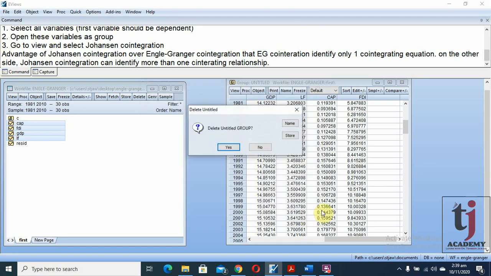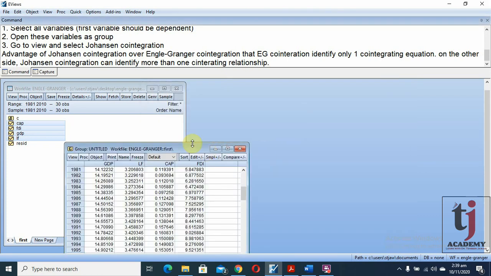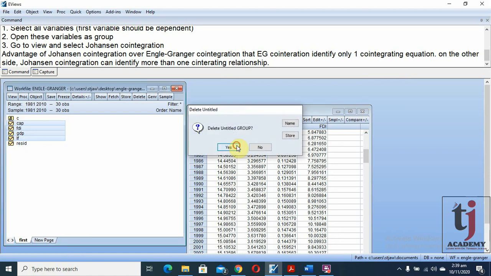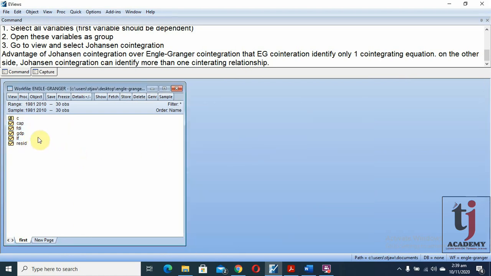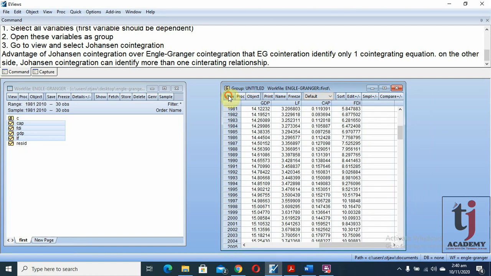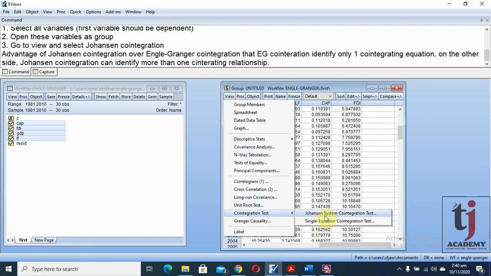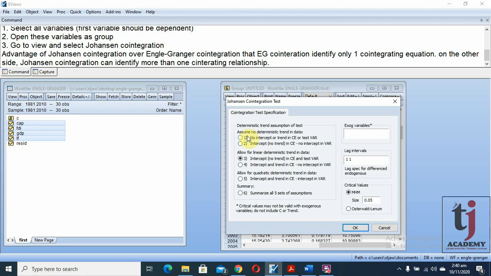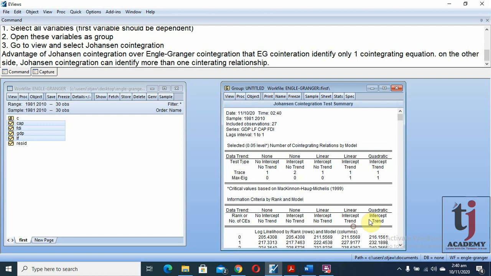So I repeat the procedure. First, select the dependent variable, then all independent variables, then right click, open as group. This is the group window. Go to view, cointegration test, Johansen system cointegration. If I'm not sure about the condition of the data, we select the summary to find the appropriate option and appropriate lag length, then press OK.